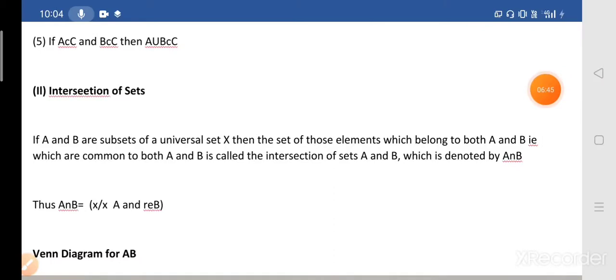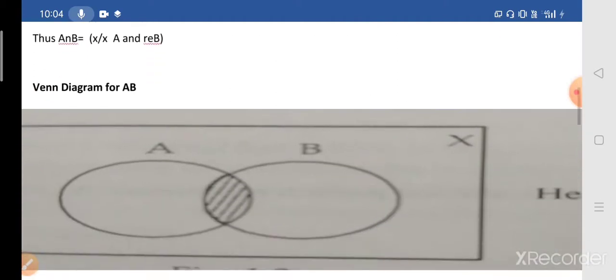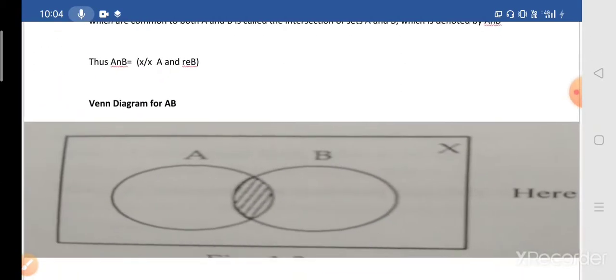Mathematically, A intersection B is equal to {x such that x belongs to A and x belongs to B}, means the element x is in A and also in B, then this common element is in the intersection. Here we draw the Venn diagram with shaded region A intersection B.